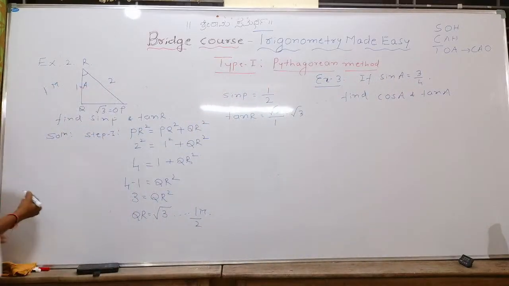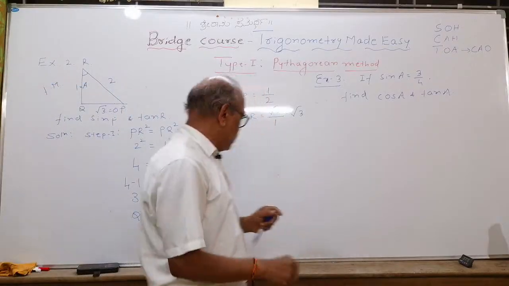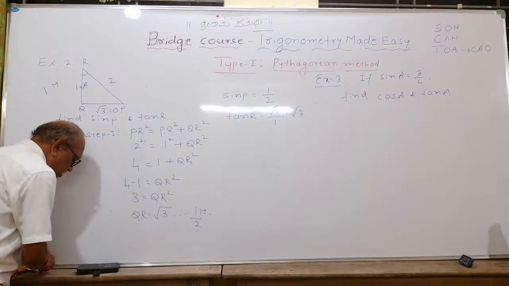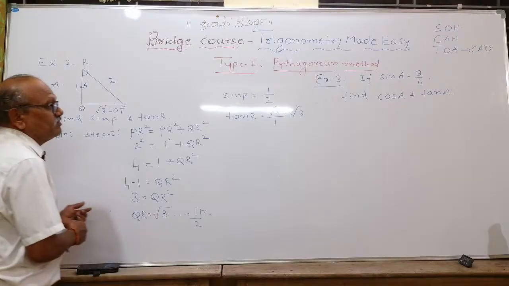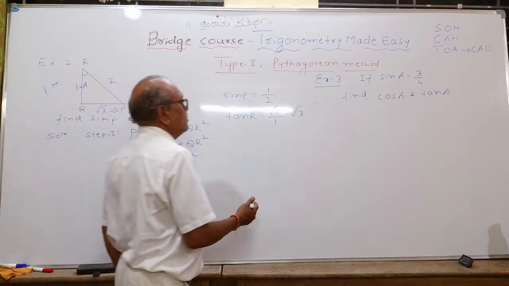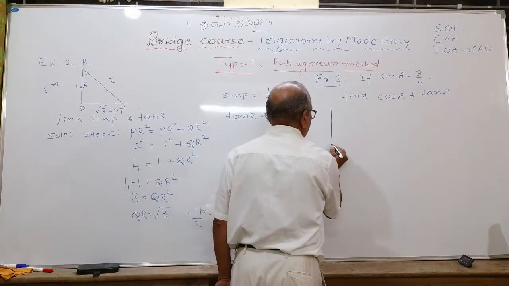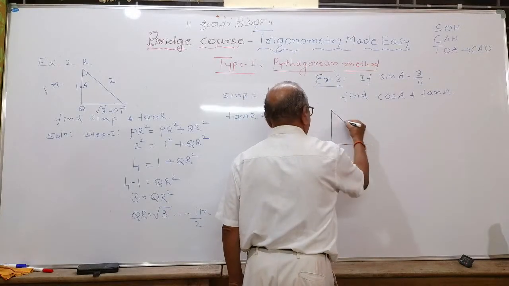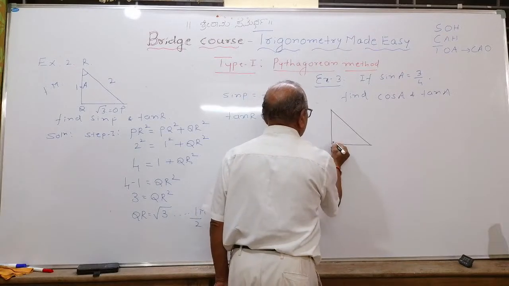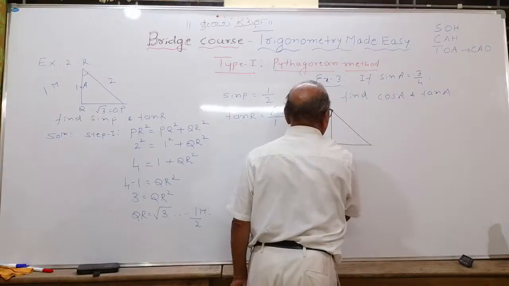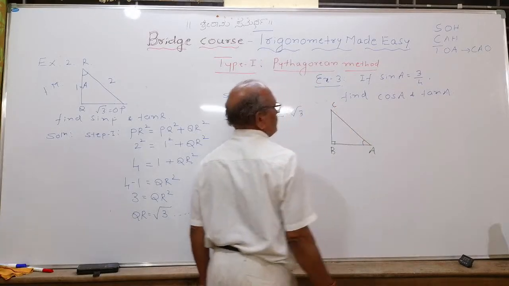Try now. Don't look at the board. Try on yourself in the notebook and tell me your answer. Better you draw the diagram. Diagrams will always help you to understand quickly. And this one will be B because A cannot be the right angle. Therefore, let me take A here, B, C.